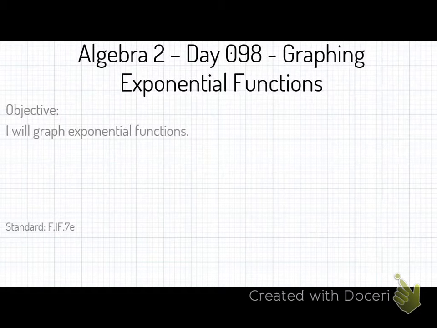Hi students, this is lesson 98, graphing exponential functions. Today our goal is to graph exponential functions. This is one of your standards for your class, and it'll be on the CASP test. You may have seen this before in prior classes, but we want to review it and reteach it to you.